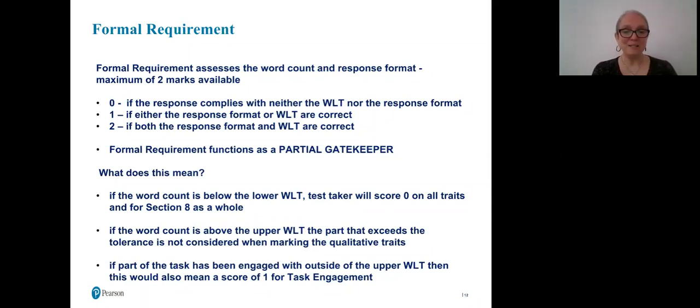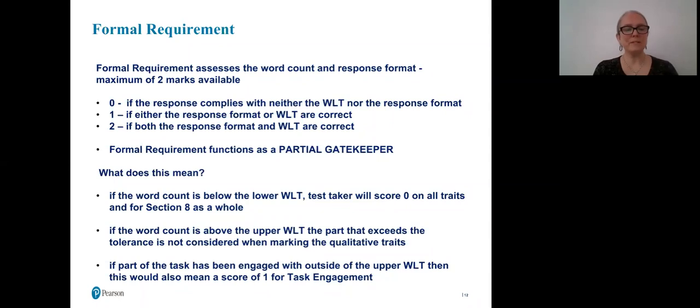We do count the words, we are meticulous about this, so it does mean that unfortunately if someone had written 70 words for this response, then they would score 0 across the board. So if the word count is above the upper word limit tolerance, so for level 3 on task 8, if they've written more than 132 words, then the part of the response that falls above the upper tolerance is not considered when marking the qualitative traits. We would just ignore it.